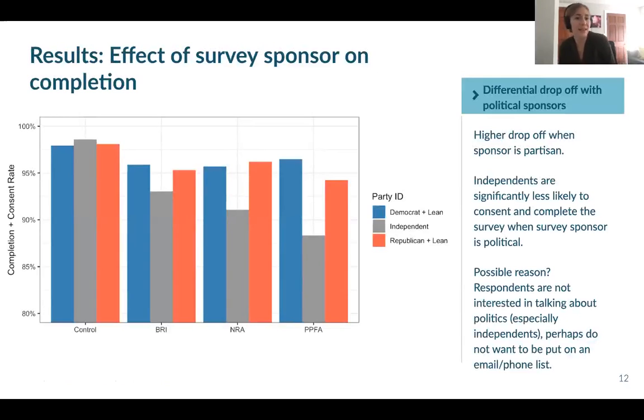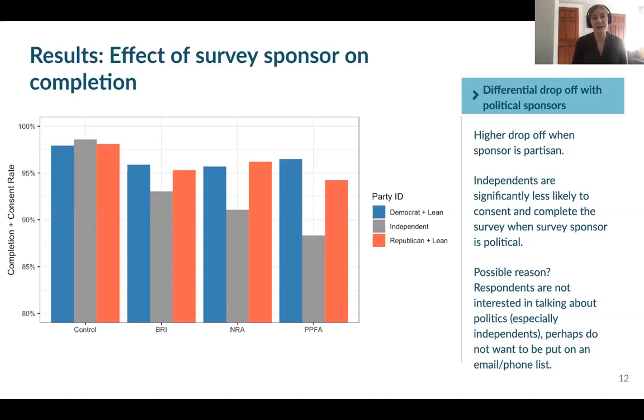Digging into where that drop-off is happening, a lot of it seems to be coming from political independents. In this chart, across the x-axis we have the control, BRI, the NRA, and PPFA, and the bars indicate the partisanship of the individual survey respondent. In the control condition, there are really no significant differences in the consent and completion rate across the different partisan groups. But we do see significant changes when the sponsor is political in nature, and especially partisan in nature. Independents start to drop off when the sponsor is BRI, but especially when the sponsor is NRA or PPFA. Independents say, hey, this isn't for me. I don't want to finish this survey.